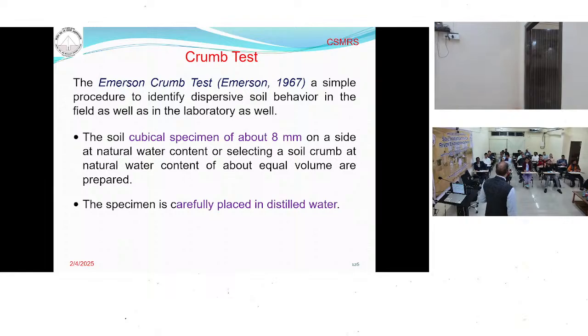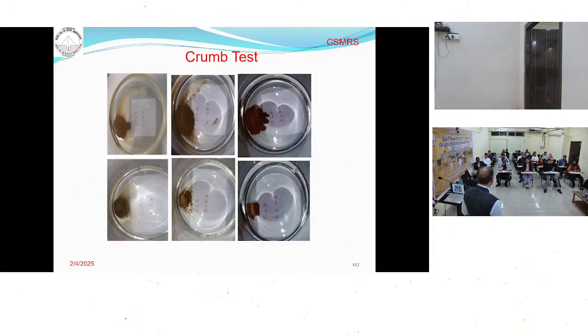Crumb test. In this test, what do we do? Take a sample, make small balls and air dry them. After that, take some distilled water in a beaker, put the ball in the water and observe it after 5 minutes. If the soil is dispersive, what will happen? Like this one. You can see it here. The soil is there, it has not crumbled. Here it is crumbled.